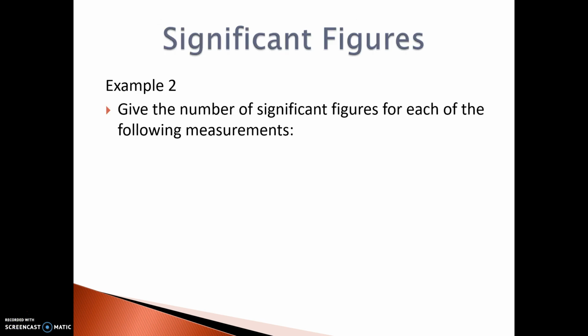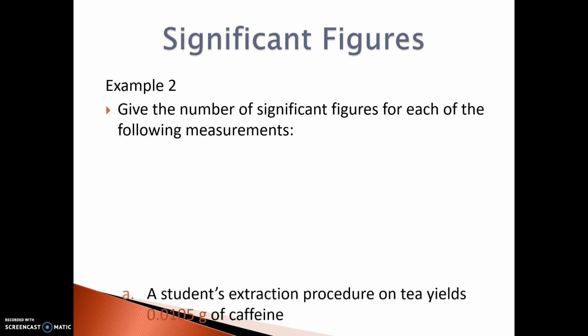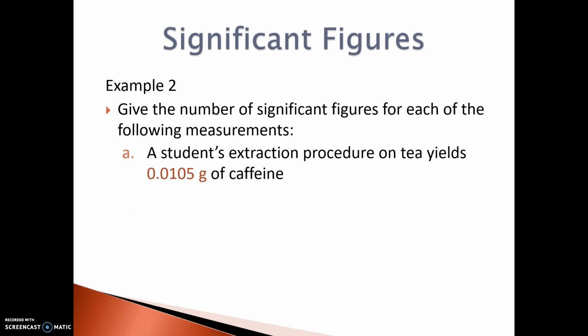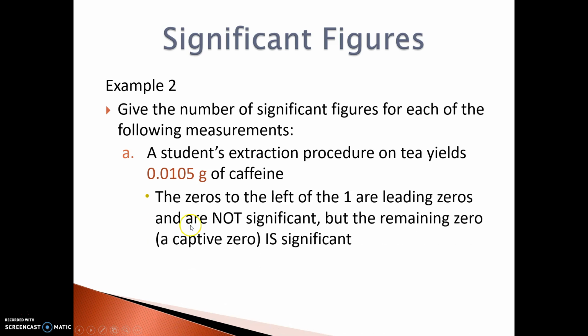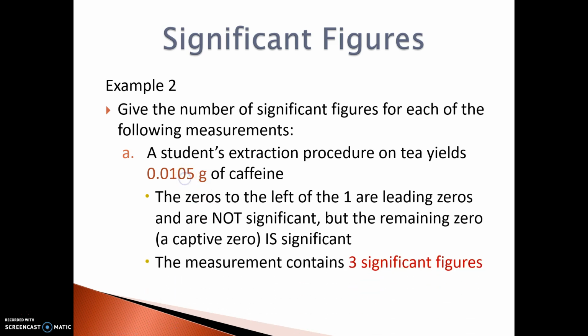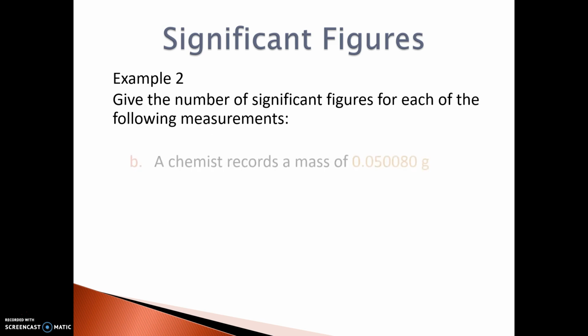Let's look at some examples of using these rules to count significant figures. For the following measurement, a student extraction procedure of tea yields 0.0105 grams of caffeine, and we need to determine the number of sig figs in the measurement. The 2 leading zeros are not significant, but the 0 between the 1 and the 5 is significant. So this measurement contains 3 significant figures.